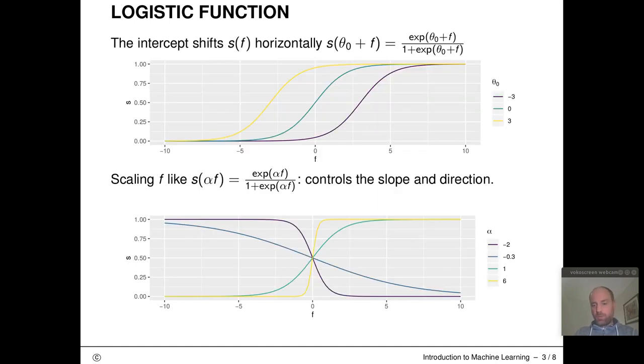Okay, maybe a little bit more intuition on this logistic function. One thing we could actually consider is, what happens if in this numerical score here, we vary this intercept term. And what happens then is that we're shifting this logistic function to the left and to the right. It's not very surprising. Or we can consider what happens if we multiply this inner score F here, this linear score, with a scaling factor alpha. So as long as alpha is positive, we would make this slope steeper or less steep. And if alpha becomes negative, we even flip around the whole logistic function at this vertical axis here.